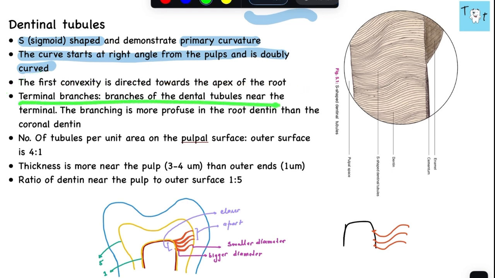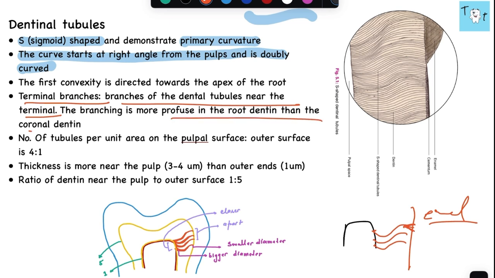Now terminal branches. So as the tubules end, they have some branching. Okay. So that is called terminal branches. The branches of the dentinal tubules near the terminal. So terminal means where they end. Okay. So the enamel starts here, right? So these branches are more profuse in the root dentin than the coronal dentin. So the root dentin will have maybe like 6 to 7 branches, and the coronal dentin will have maybe 2 or 3 branches.